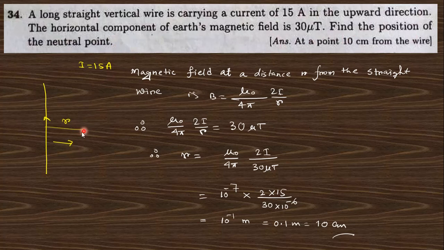So this is the formula of this magnetic field, and this magnetic field must be equal to the horizontal component of the magnetic field such that the two are neutralized. So from here you can find the value of r where they will be neutralized. At that position, the total magnetic field will be 0. Just put in this value and you will get the answer, that is 10 centimeter, right? Go to the next one.